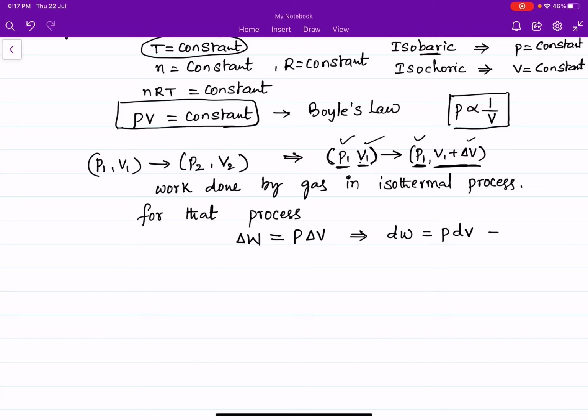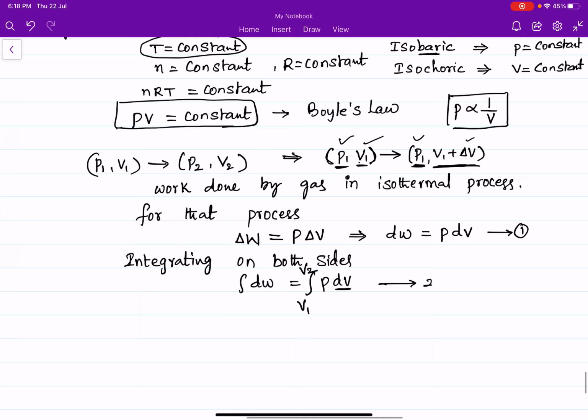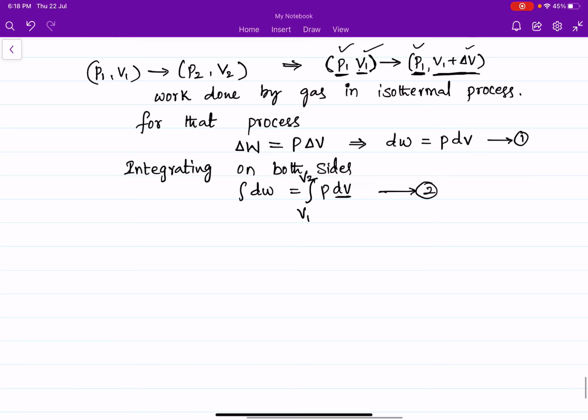Now I am integrating on both sides of equation 1. If we integrate on both sides, we will get the total work done. So net work done, integral dW, is integral PdV. Here volume is changing, from the initial volume to the final volume V2. Let us consider this as equation number 2. We know that PV is equal to nRT.